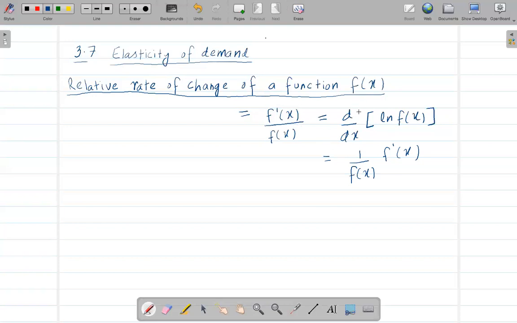Here I'm just going the opposite way. Most of the time we write from this point to this point, but since we know this, if we have this, we can also say this. So I'm just going the opposite way. Let me erase this, we don't need that. So we can take this as the definition of the relative rate of change of any function.